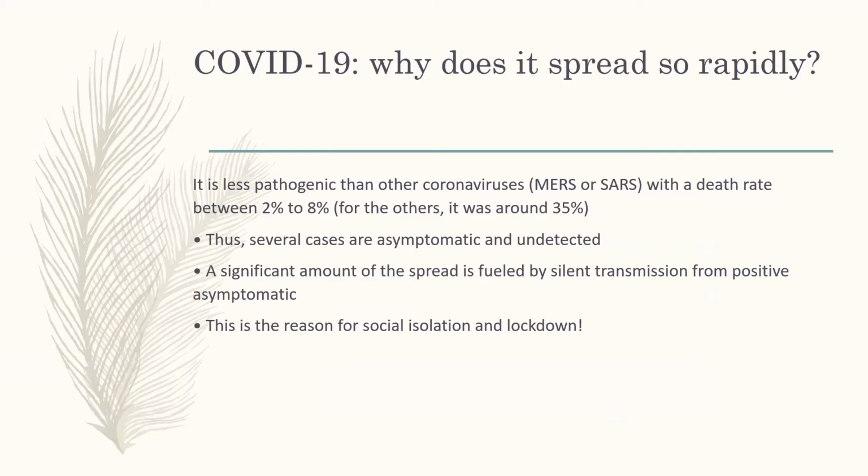Why does it spread so rapidly? It is less pathogenic than other coronaviruses, MERS or SARS, with a death rate between 2% to 8%. For the others, it was around 35%. Thus, several cases are asymptomatic and undetected. A significant amount of the spread is fueled by silent transmission from positive asymptomatic people. This is the reason for social isolation and lockdown.